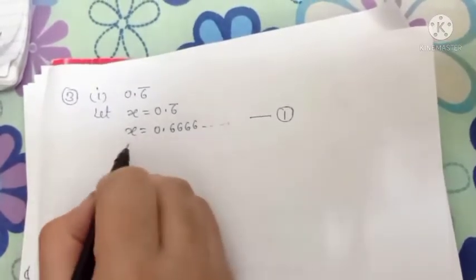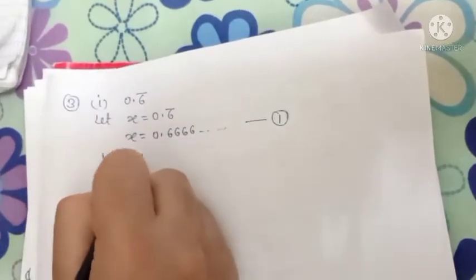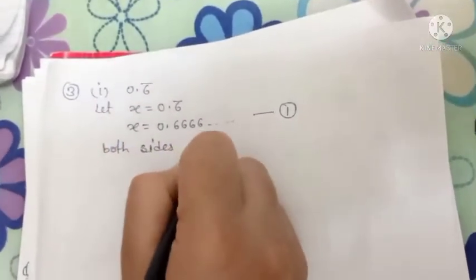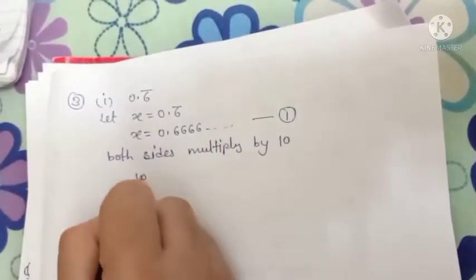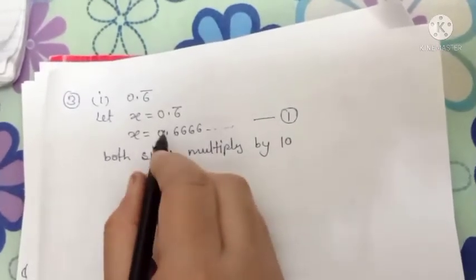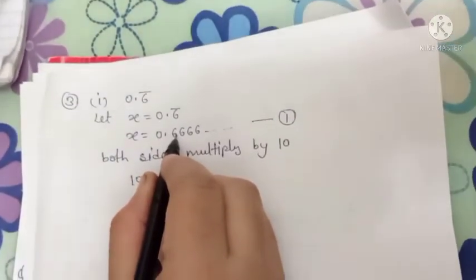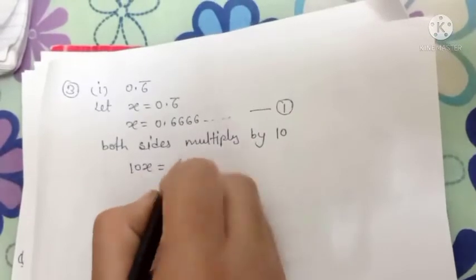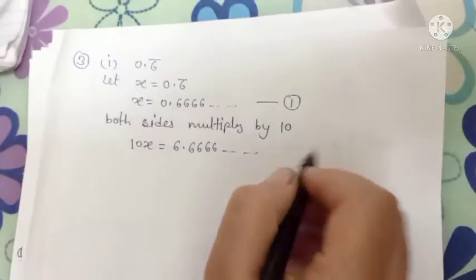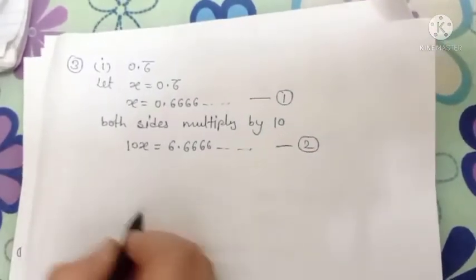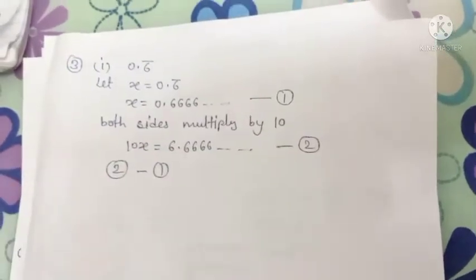Now we have to multiply both sides by 10. Both sides multiplied by 10, then it becomes 10x, and the decimal jumps after one digit. So then we get 6.666 and so on. This is the second equation. Now subtract the first equation from the second equation.